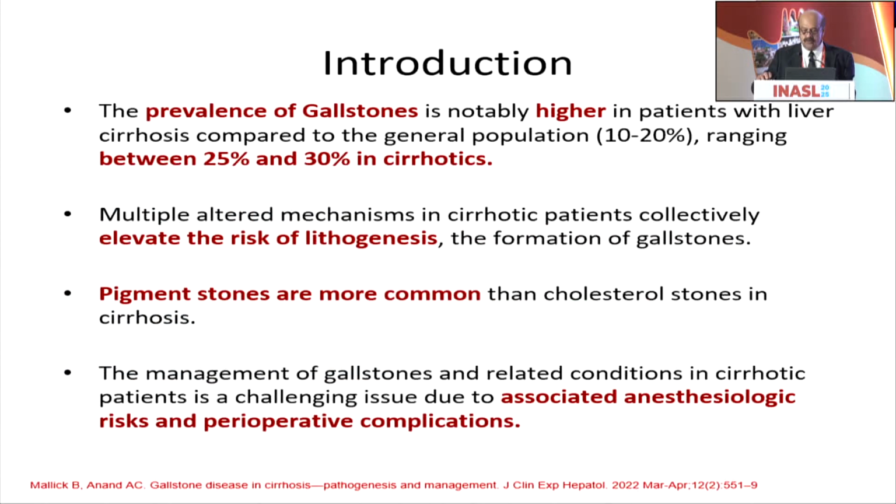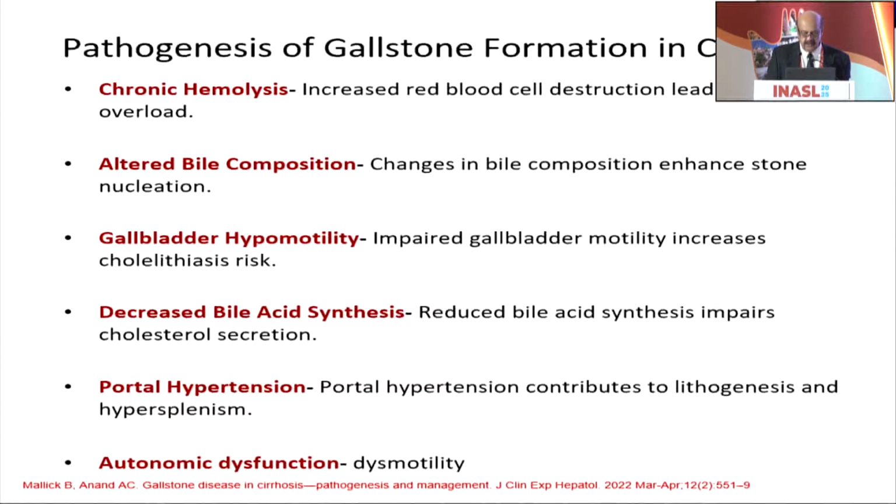Prevalence of gallstones is higher in cirrhotics as compared to the general population. It is around 25-30% because there is increased risk of lithogenesis in these patients. Pigment stones are more common, and why we are discussing this is because there are challenges with anesthesia and perioperative complications in these patients. Why do these patients have more prevalence of gallstones?